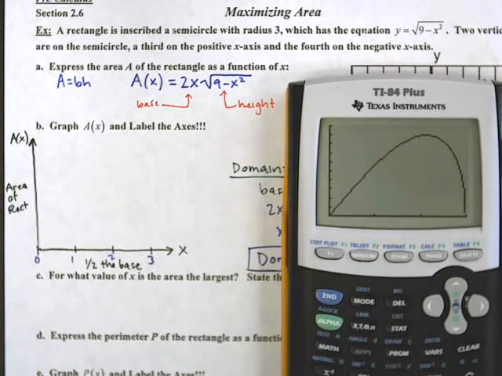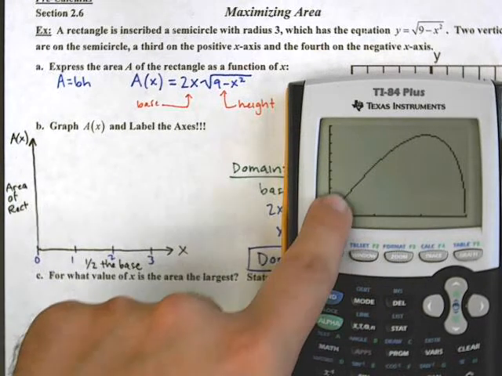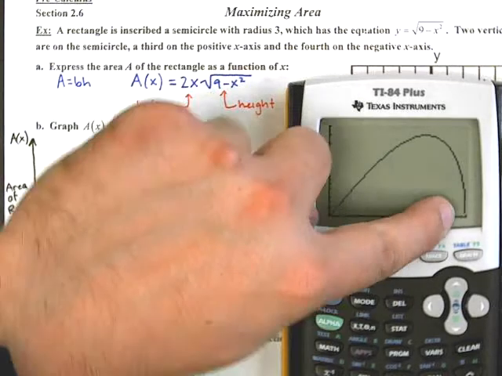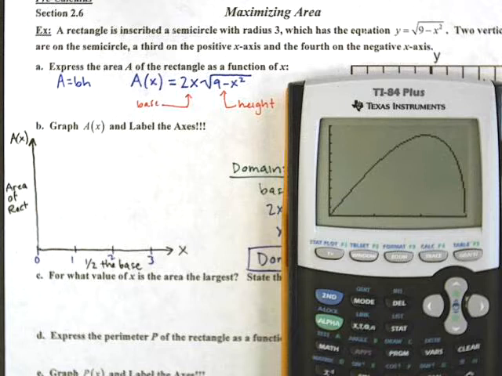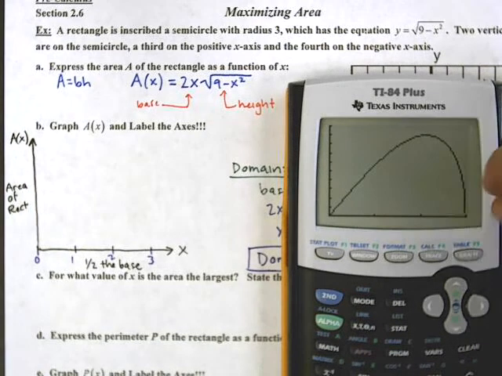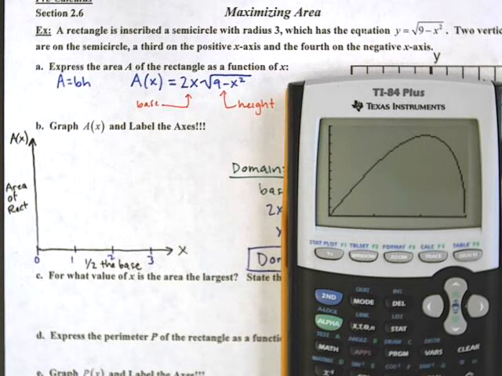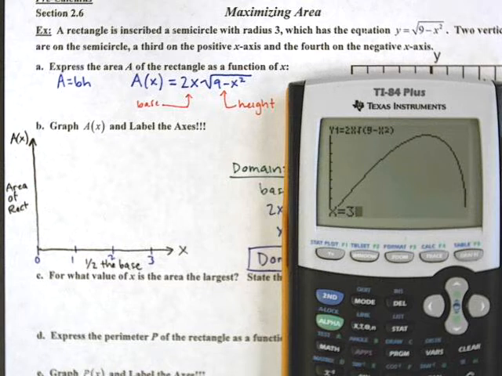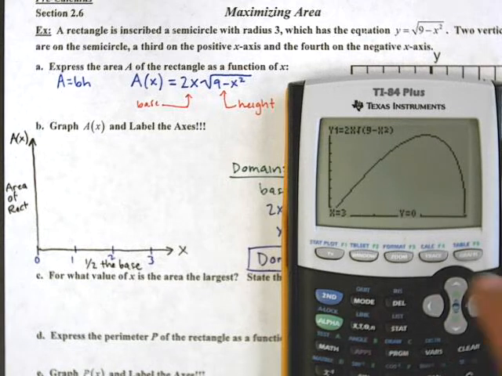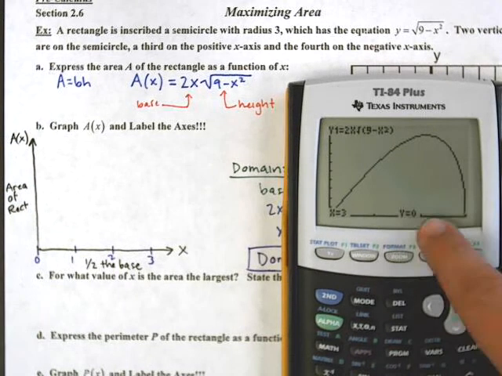Last thing, be very careful here. It looks like it stops, right? It looks like it doesn't fully hit. The calculator is just little pixels, right? So it's kind of hard to understand what's going on right there. What I want you to do is trace to 3 to see what's going on there. And when we trace to 3, we see that it does actually hit y equals 0.